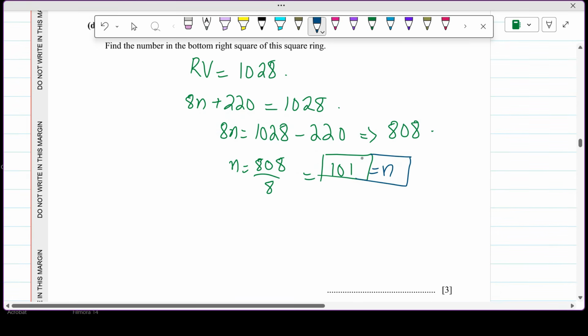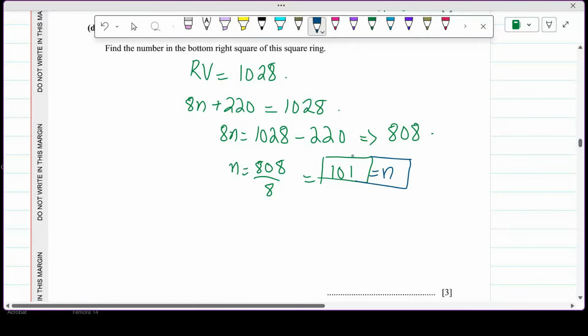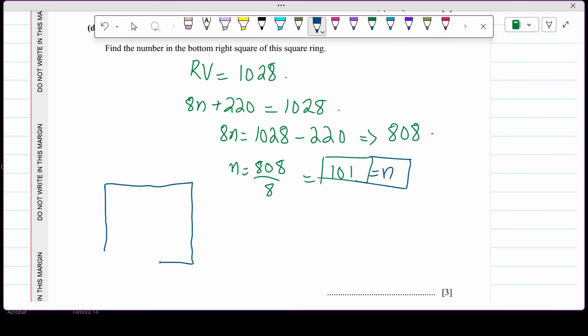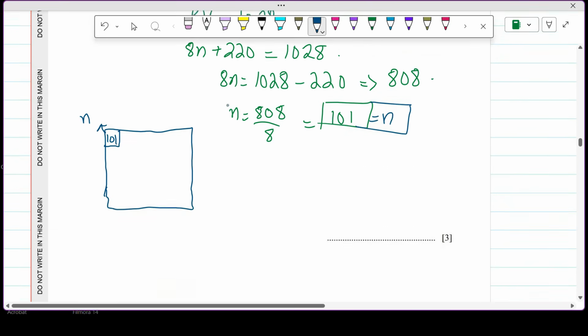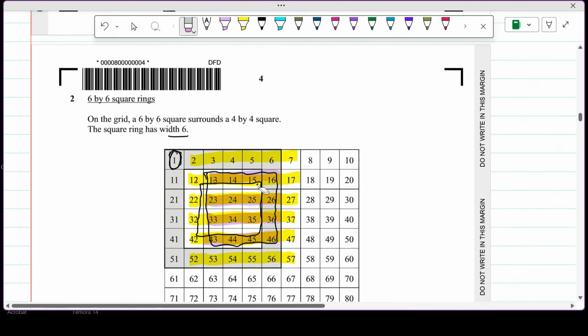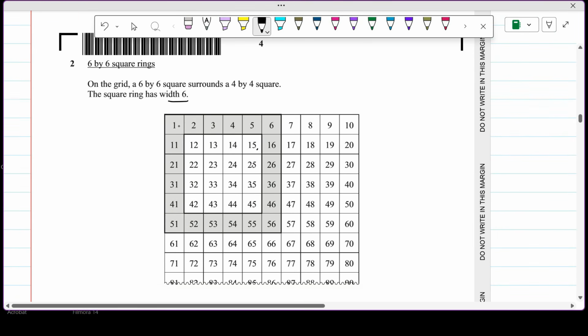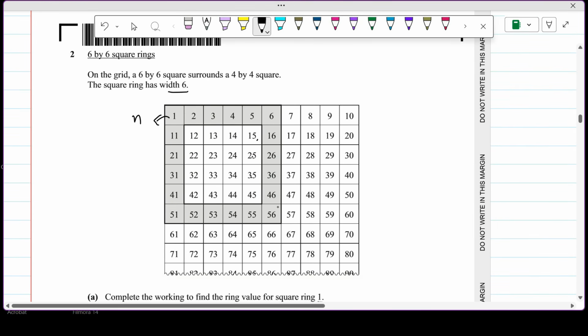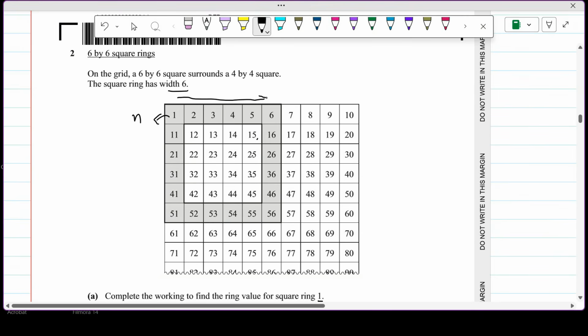It means this value is the top left corner of the square 6 by 6. For example, this is a 6 by 6 square and we know that the top left corner value of the square is n, and this value is 101. We need to find the bottom right. So bottom right is this one. Now for any 6 by 6 square, if this one is the n, then to find this value we need to move 6 units right and 6 units downward.